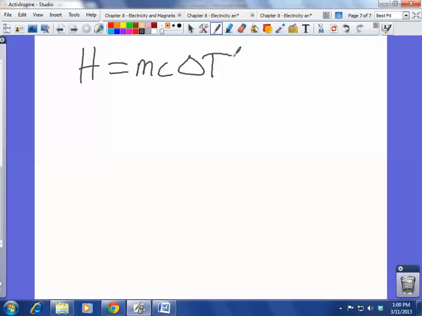Remember specific heat: we said different materials absorb heat differently. This metal feels colder than the wood up top because it absorbs heat differently.